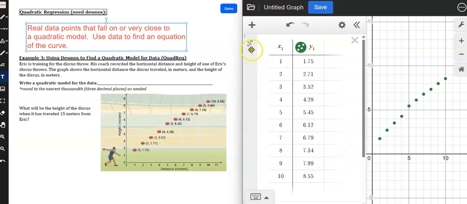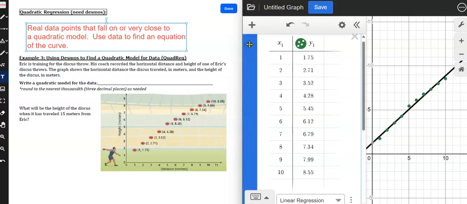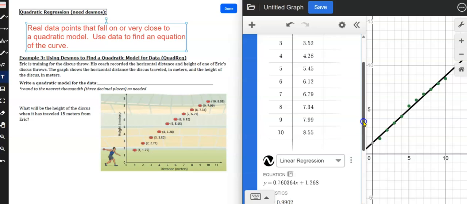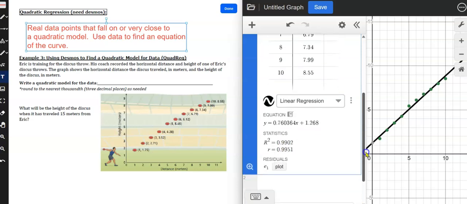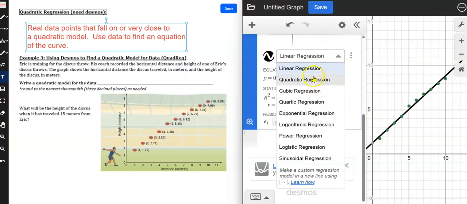Oh, when we come up here and hit this little button, it's going to do some pretty cool stuff. Look at it. It put a line on the graph. Wait a second, I didn't want to do linear regression. I wanted to do quadratic regression. I wonder if I can just click this drop-down menu and choose. Oh, look, there it is, quadratic regression.